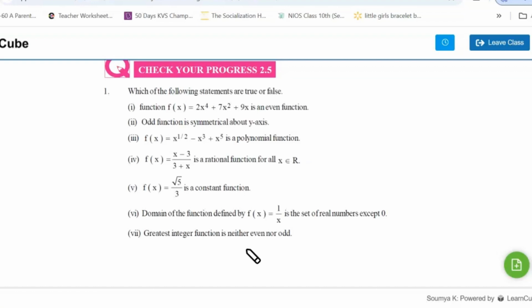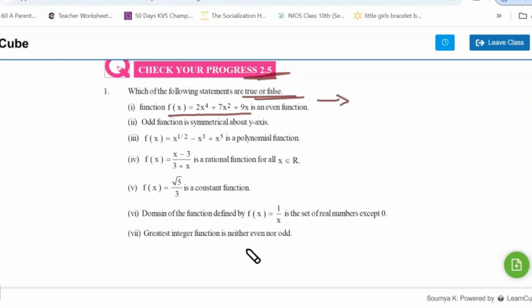Let's move on to the topic. So the first question is: which of the following statements are true or false? Find out true or false out of this. The function f of x equals 2x raised to 4 plus 7x square plus 9x is an even function. Whether it is true or false, we have to check.